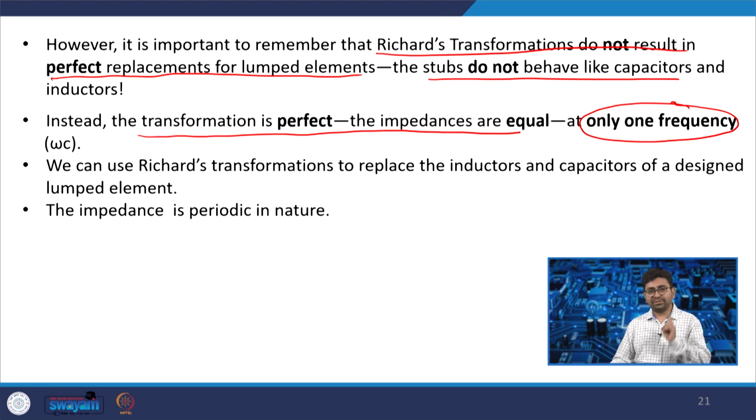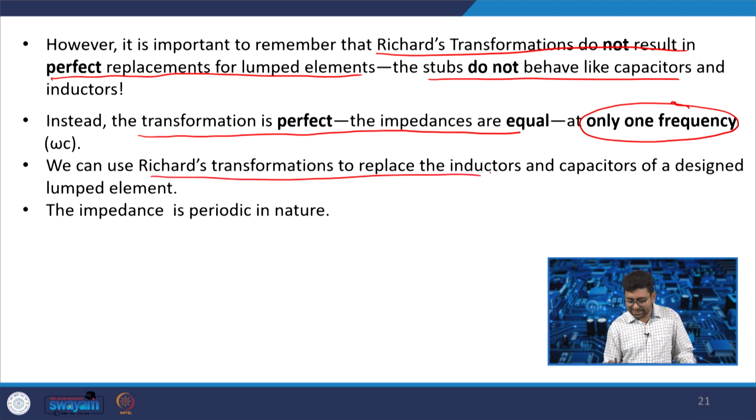It is not the same inductance that you see, and we can use the Richards transformation to replace the inductors and capacitors of the lumped element design. Sometimes it is beneficial because on chip, a spiral inductor at high frequency is reducing the size, and your requirement of picohenry or very small values of inductance you can easily realize by using the transmission line. Another thing is impedance is periodic in nature, so it will change periodically with distance.